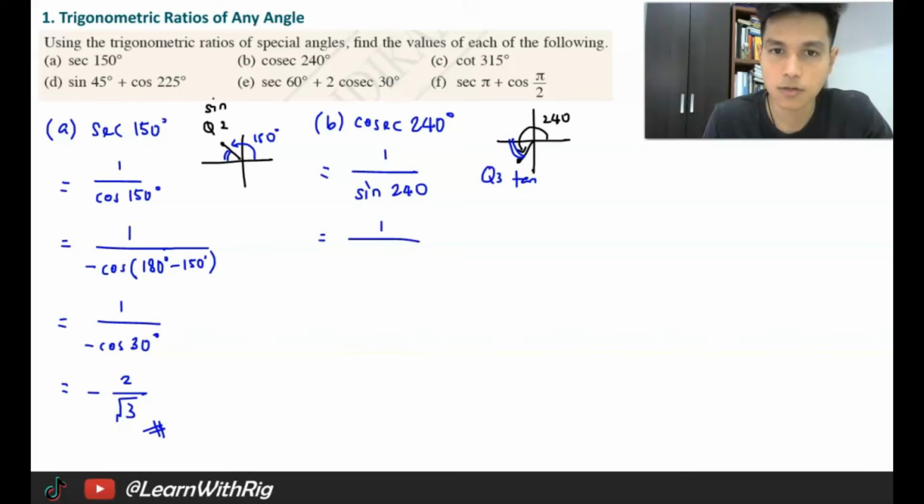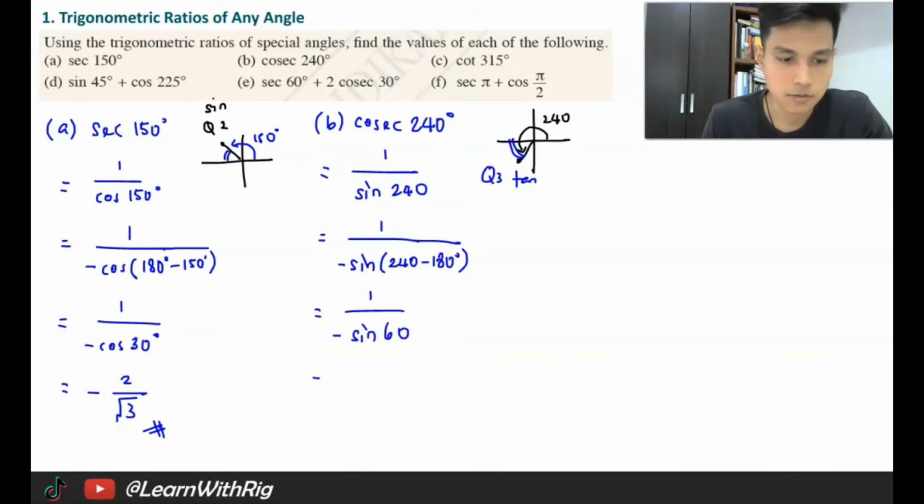So 1 over negative sine, 240 minus 180. Okay, so you get 1 over negative sine 60. So the answer is negative 2 over square root 3. Same as A. Okay, now last one here.